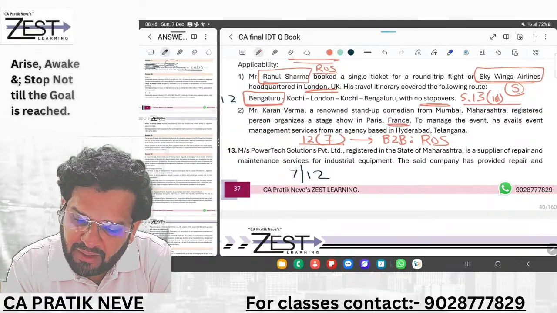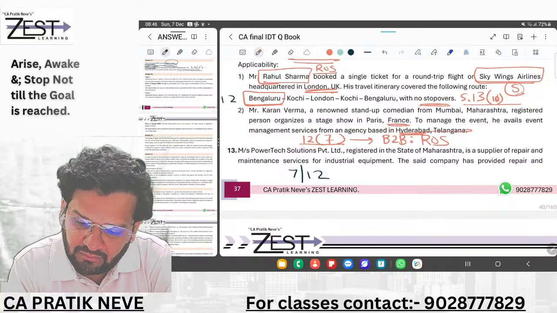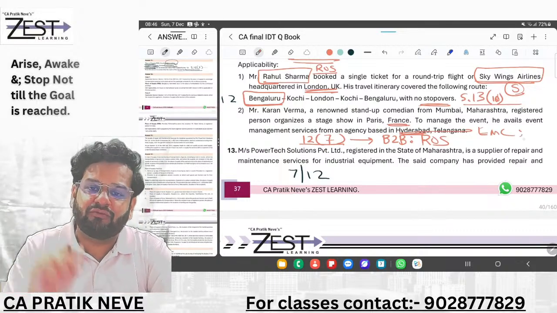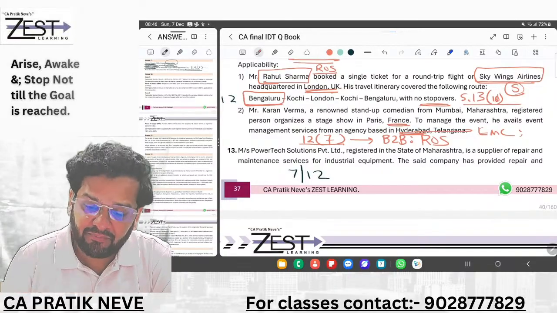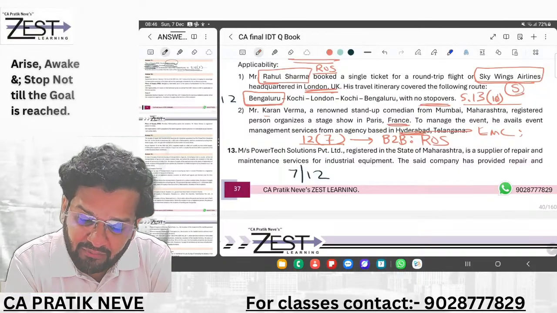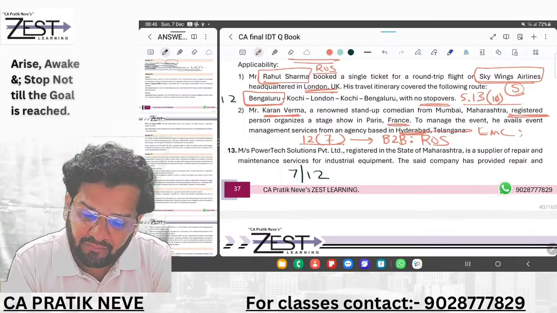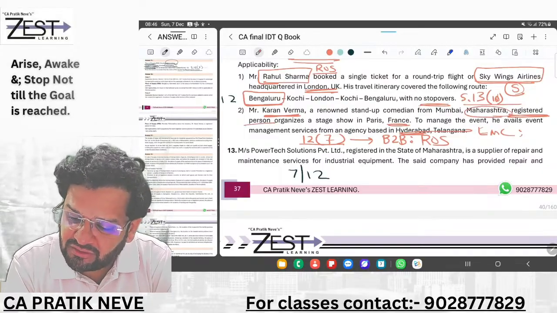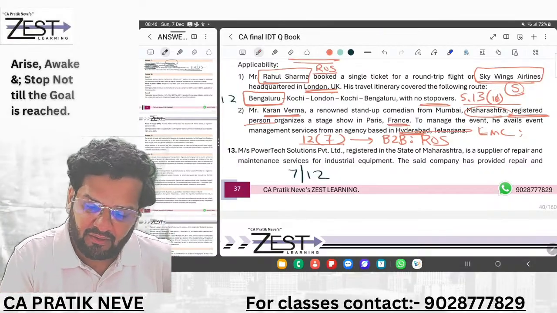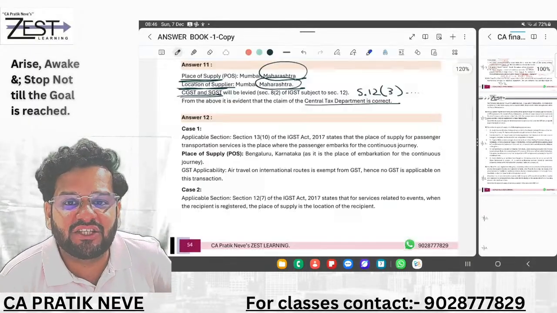Okay, event management company, which is in Hyderabad, Telangana. That is, the location of supply is Hyderabad. Place of supply will be the location of the recipient of supply, that is Karan Verma, and he is registered in Maharashtra. So place of supply will be Maharashtra. LOS Telangana, POS Maharashtra, there will be chargeable IGST.